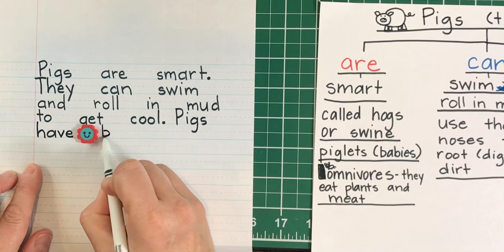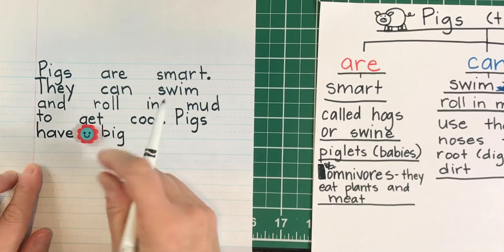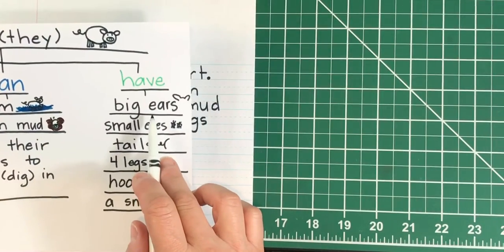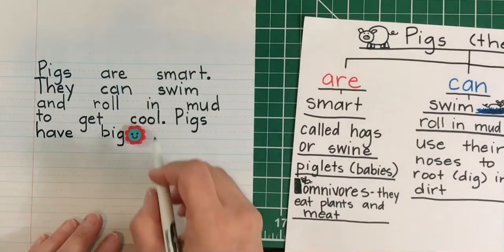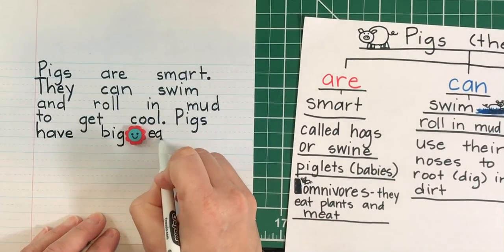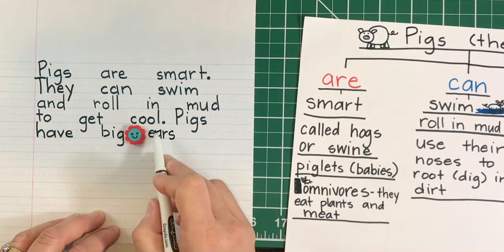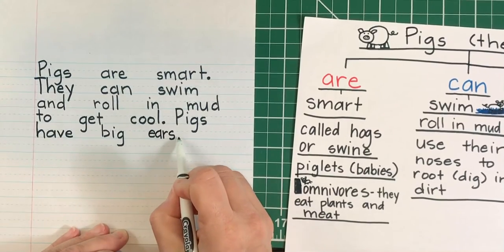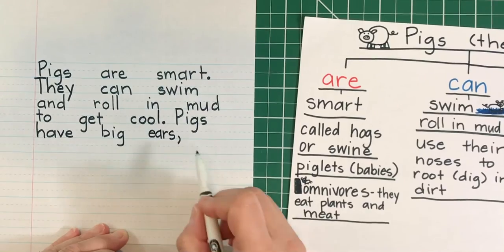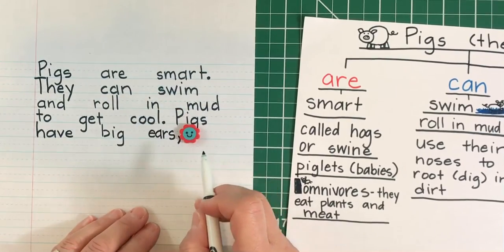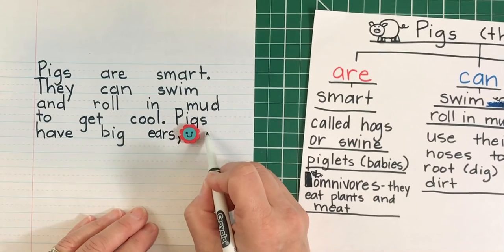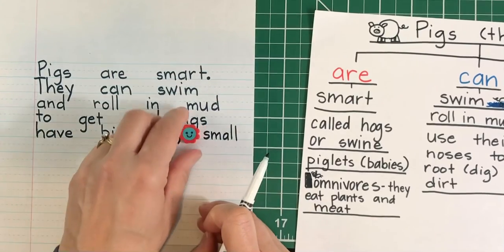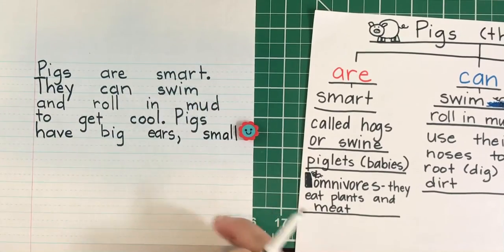Big, big ears. Ooh, ears is a harder word. I could look at my tree map. Ears. Ears. You don't really hear that A. Pigs have big ears. Now I'm listing things, so I'm going to use this thing called a comma and say my next thing. Small eyes. Small. I think I have room for small here. Small. If I leave a space, definitely no room.